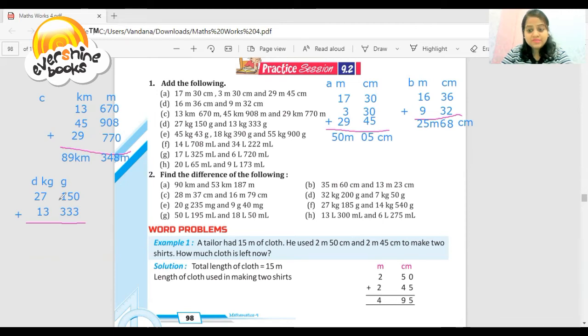And now come to this D1, kilogram and gram. So you have to write the answer. First 27 kilogram. Just look at the digit 27 kilogram and 13 kilogram. Then after look at the digit 150 gram here and 333 gram. So write your answer here, students, and tell me your answer. Match your answer with me. It's your number 3, 8 and 4 here. 483 gram.